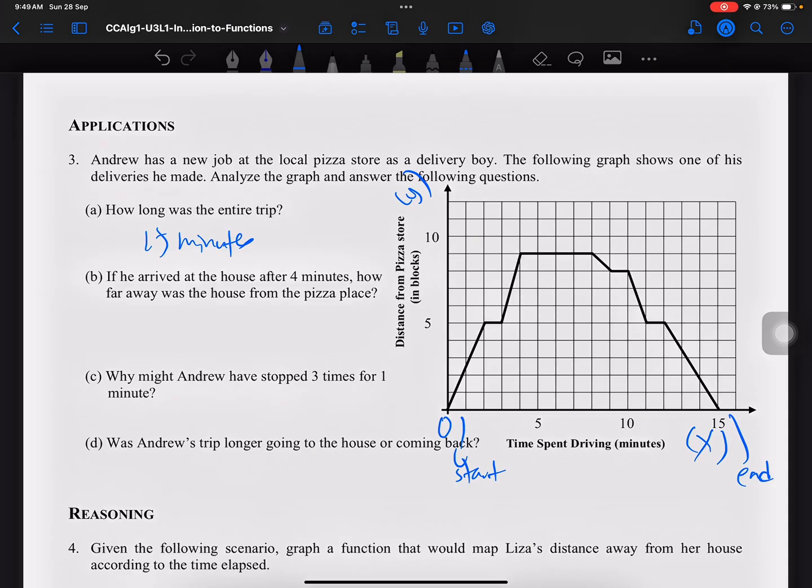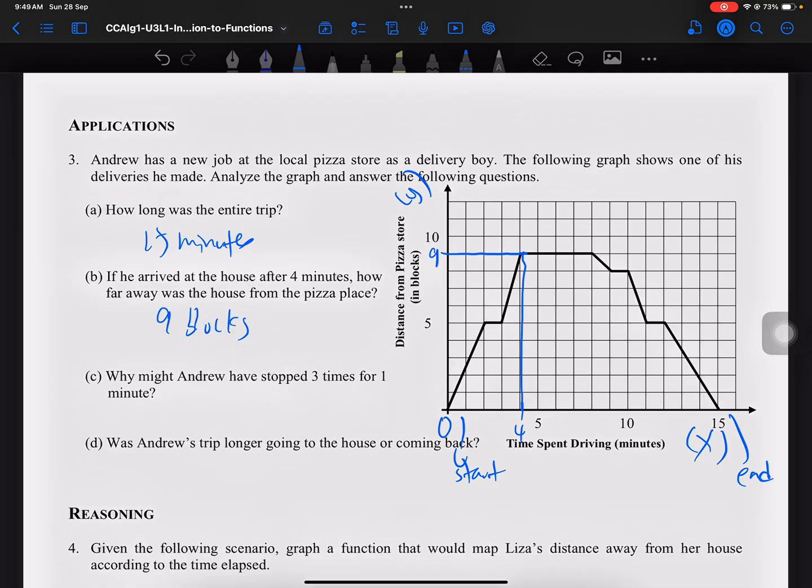If he arrived at the house after 4 minutes, how far was the house? How far away was the house? So go to 4 minutes. This is 4. Move up until you touch the graph. You can see that this is the value of y. Okay, look at it carefully. Read across the y-axis. It is 9 blocks.